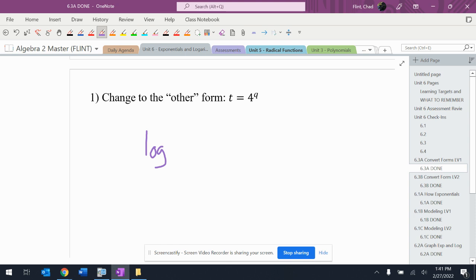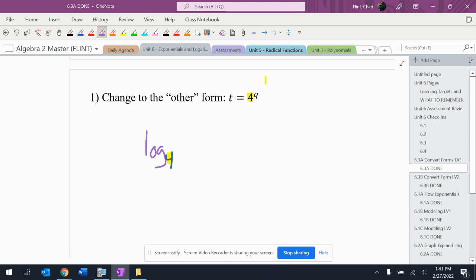The base is the base up here. So the base in this exponential is a 4. That means that down here, the 4 is going to go there. Make sure that you write it so at least it's a little smaller, kind of down a little bit from the word, so it's not just kind of fitting in there.